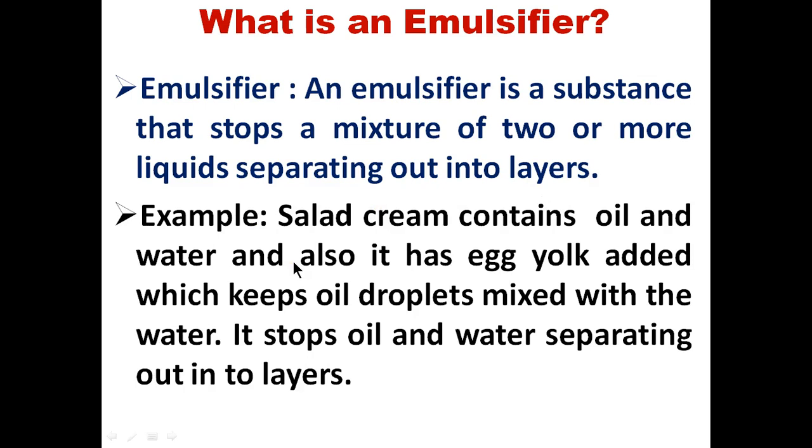Now the example is like the same here. The salad cream contains oil and water, and it also has egg yolk added, which keeps the oil droplets mixed with the water and stops the oil and water separating out into layers. So it is not going to make the oil and water separate into layers. That is why we say the substance added here, the egg yolk, is the emulsifier.